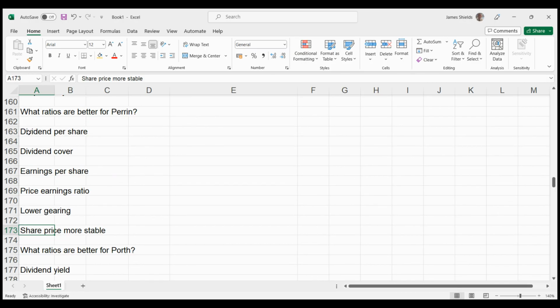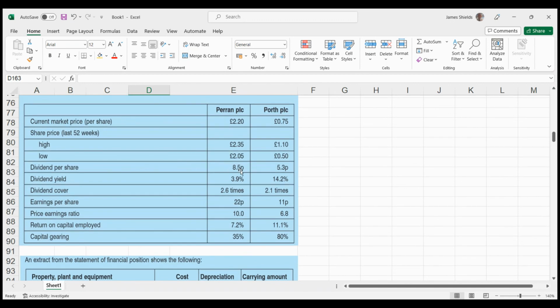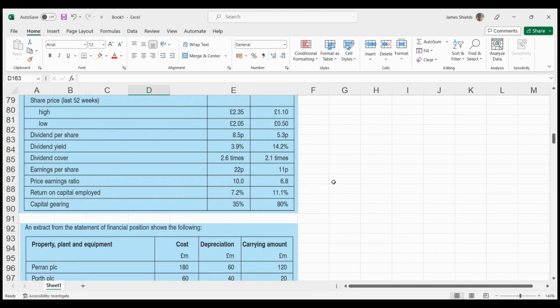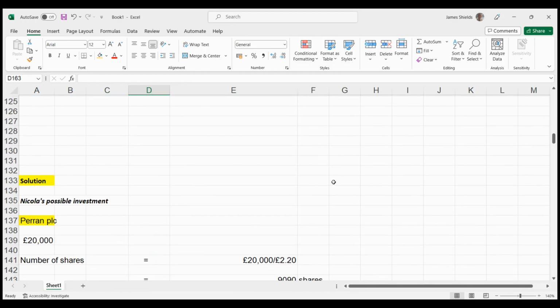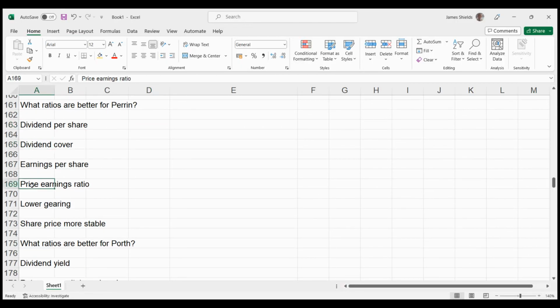Now, when we say these ratios are a bit like dividend per share, we're going to put in numbers. For example, for Perrin, the dividend per share is 8.5p, which is 3.2p better than Porth PLC. So each share provides a larger amount of dividends. We'll do similar things with earnings per share, dividend cover, price earnings ratio, and gearing. Share price more stable. Again, put in some detailed information why that is.